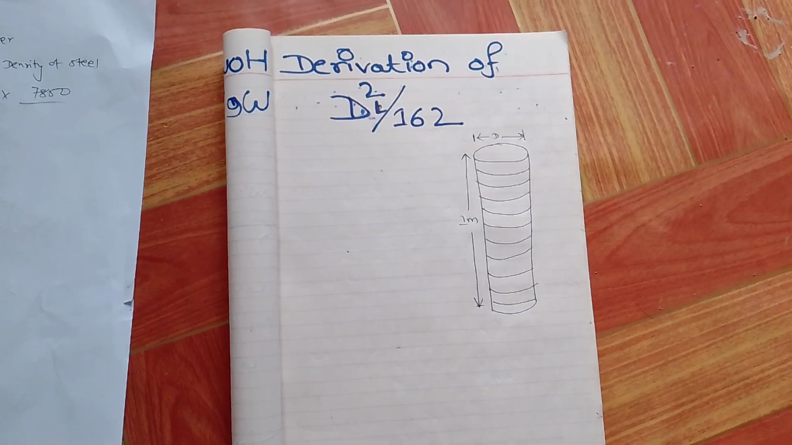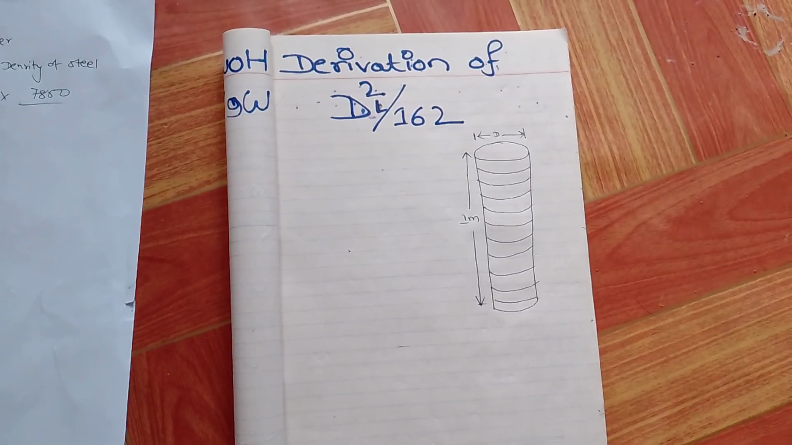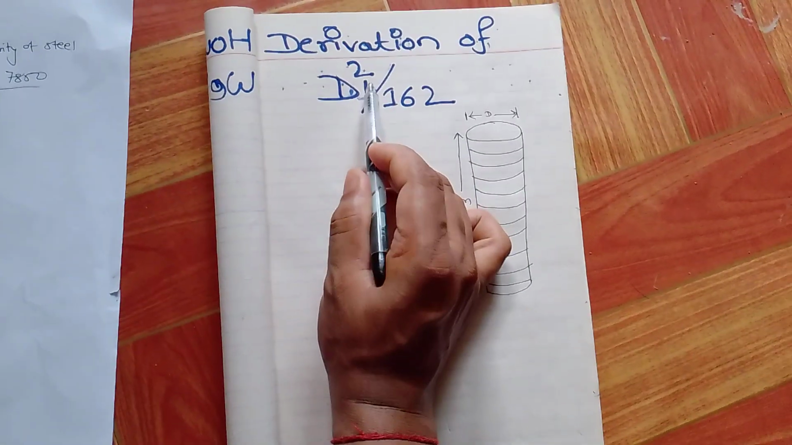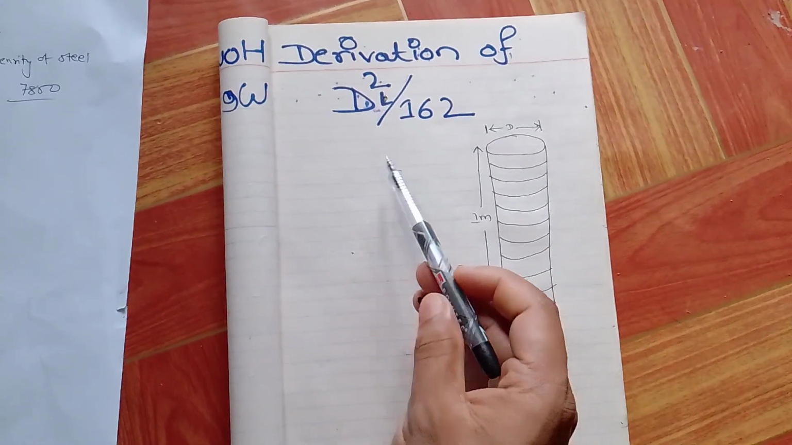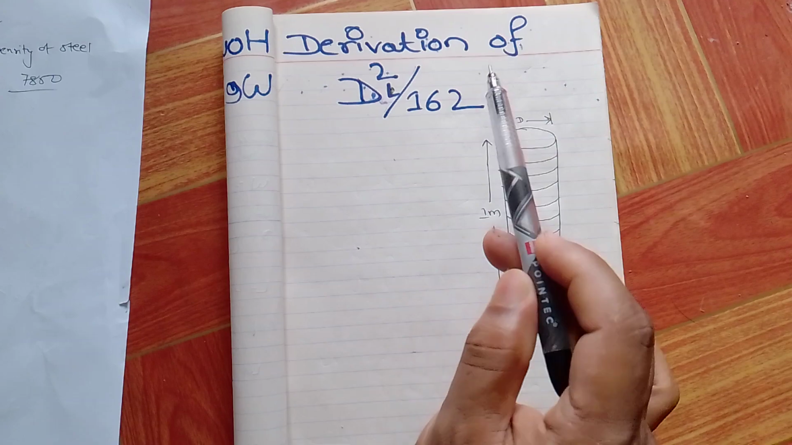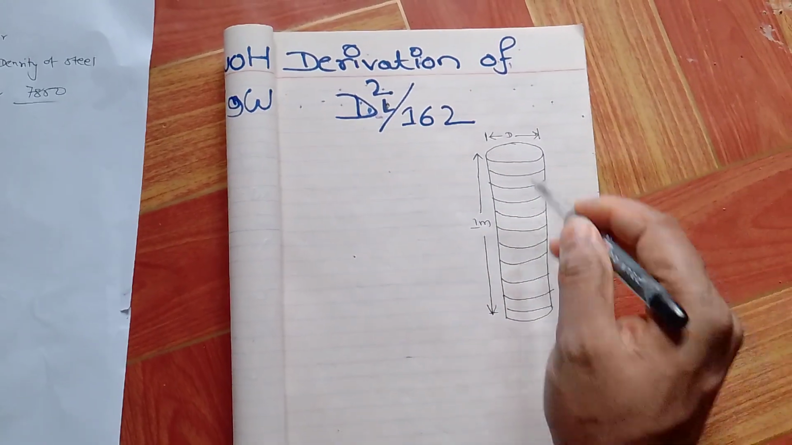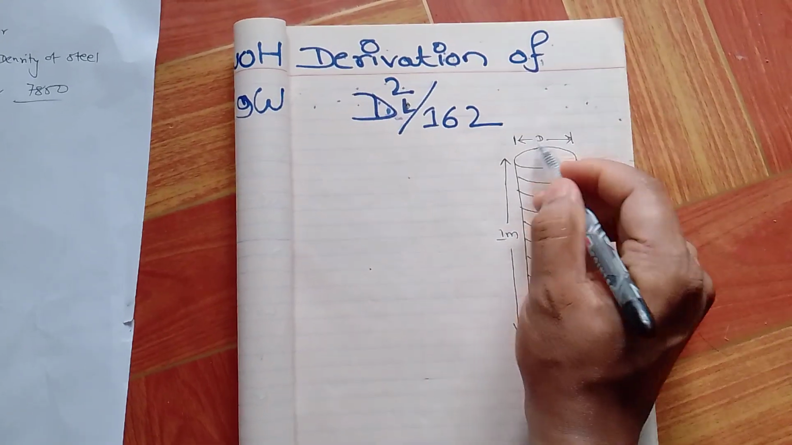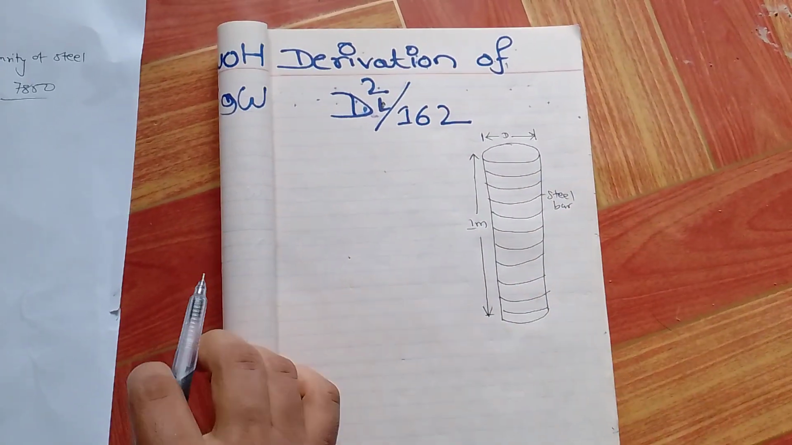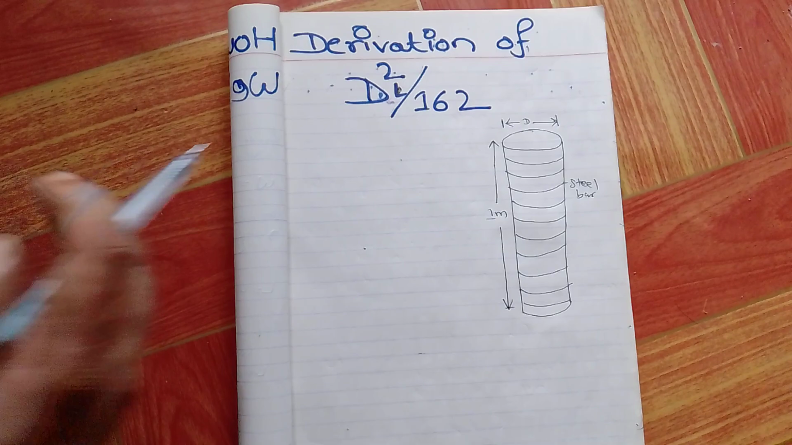Today we are going to discuss the derivation of d square by 162 and d square by 1, which is the formula for finding the weight of steel. So this is the steel bar with diameter d and the length of 1 meter is given here.